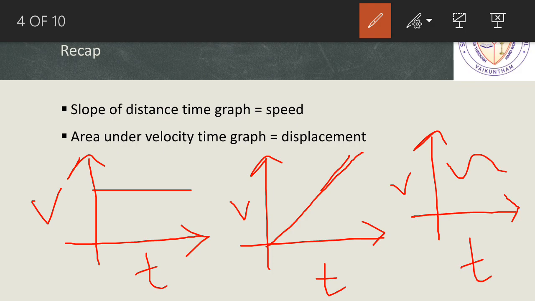When we studied the distance time graph, we saw that the slope of the distance time graph gives us the quantity which is speed, and the area under the velocity time graph gives us the displacement. These are the two things which we need to remember forever.